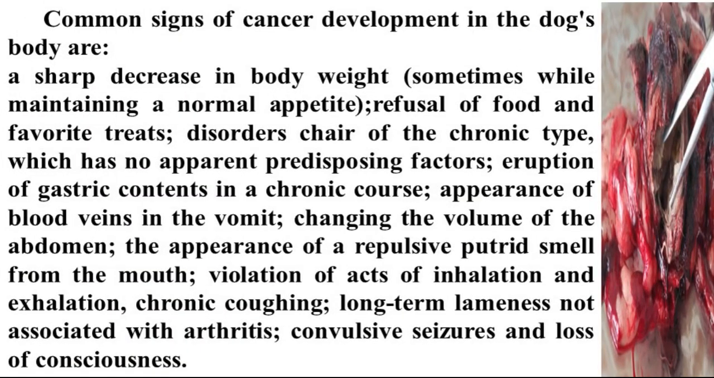Next, common signs of cancer development in the dog's body are a sharp decrease in body weight, refusal of food and favorite treats, disordered stool of the chronic type, which has no apparent predisposing factors. Appearance of blood veins in the vomit, changing the volume of the abdomen, the appearance of a repulsive putrid smell from the mouth, convulsive seizures, and loss of consciousness.